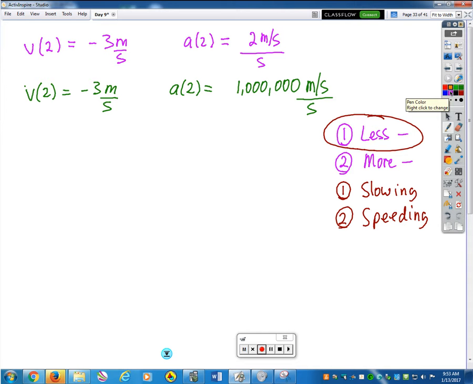I can't remember which one Jackson asked about, so I got off on another question. You were asking about, well, if the acceleration is negative. Oh, there you go. Try this one, Jackson.